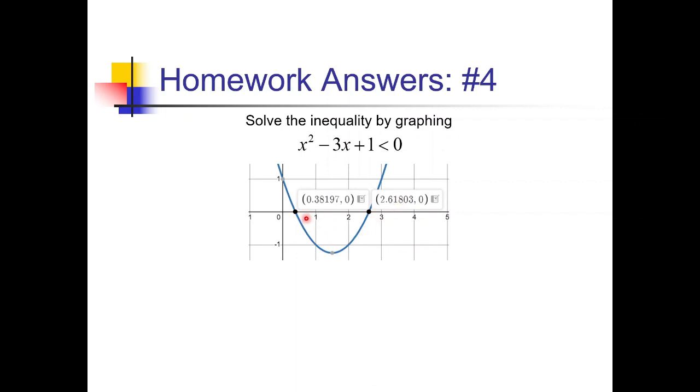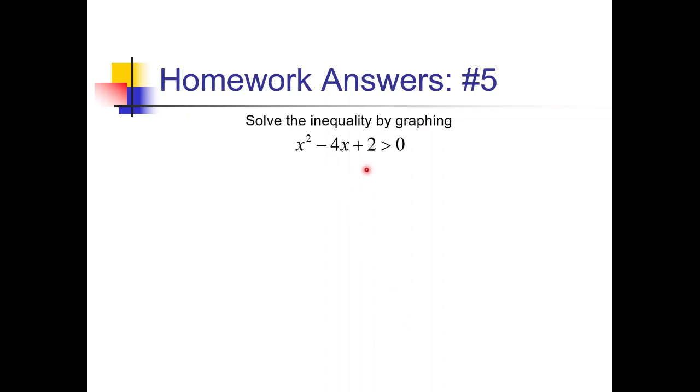So I'm just going to write for my solution 0.38 less than x less than 2.62. And I'm using less than because that's the inequality that we started with here. If we were to really accurately graph this out by hand, these would be open dots and a dashed line.